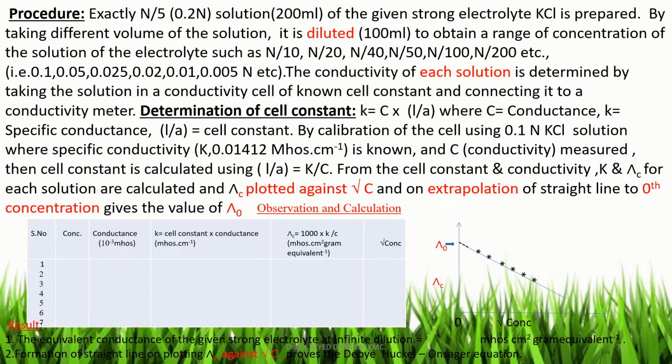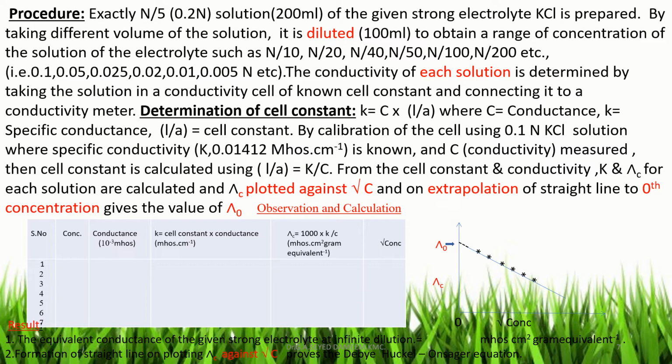From the cell constant value and the conductance of various solutions, the specific conductance of the solution is calculated by simply multiplying the cell constant with the conductance of the solution. And from the specific conductance, the equivalent conductance value is calculated. The formula is lambda c equals 1000 into K divided by C. Here K is the specific conductance and C is the concentration of the solution.